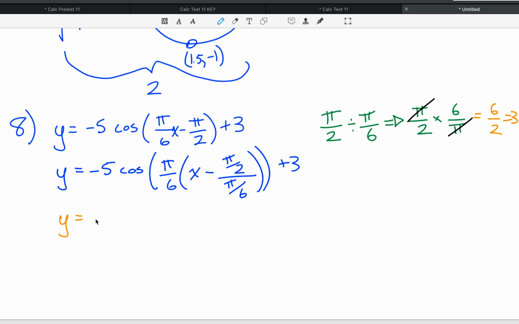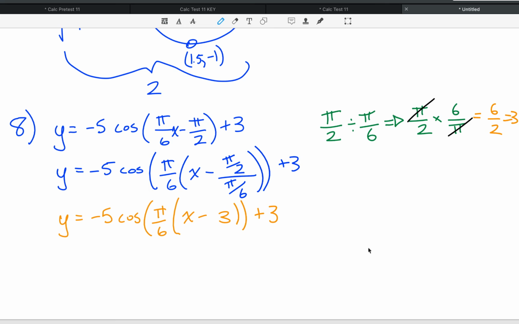Our actual equation is y is equal to -5 cosine. Factored out, we have that pi over 6, which is going to be the number that affects the period, x minus 3. The minus sign will always be there. Like if it's there to begin with, it's there to end with. If this was a plus sign, you would change this to plus sign as well. So minus 3. Beautiful, plus 3. All right, we have all the components.